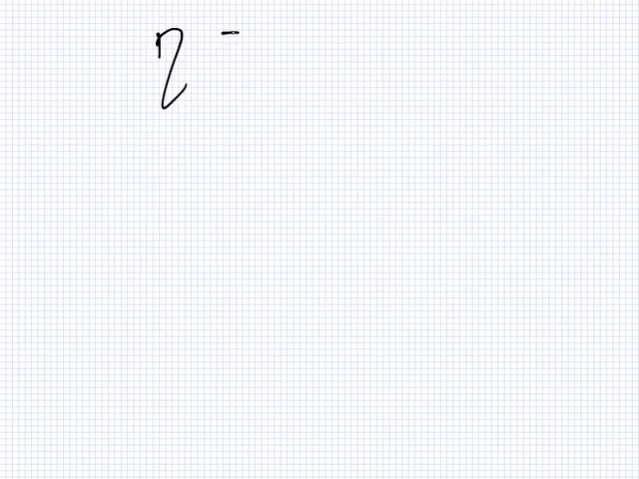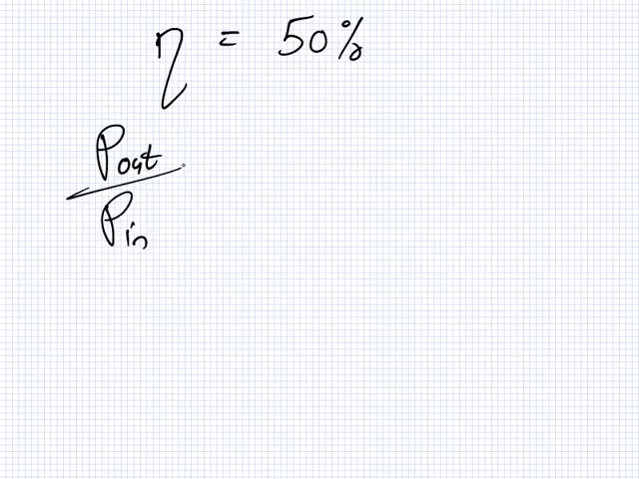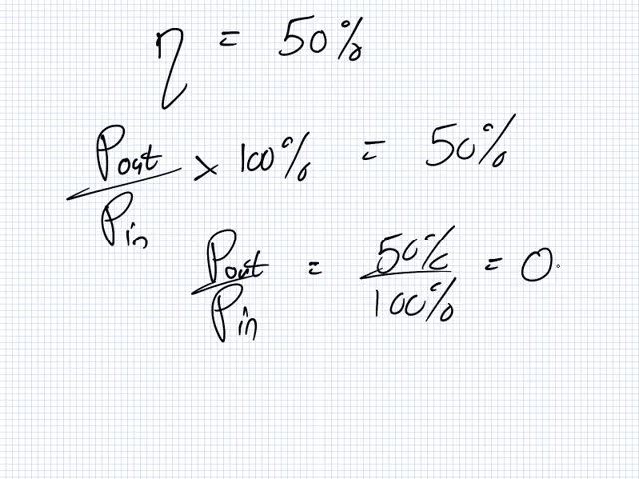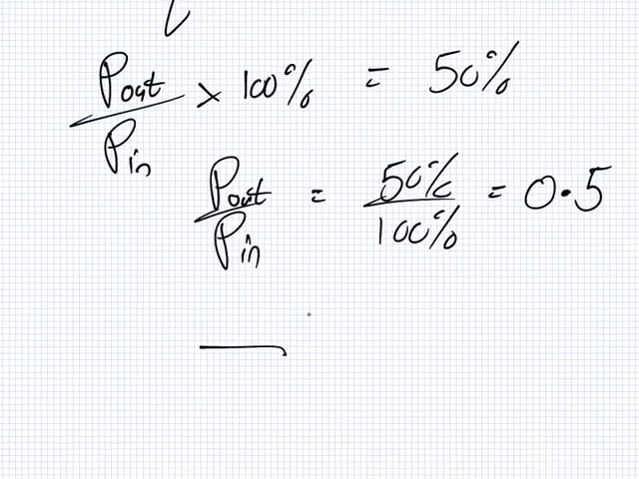Efficiency, what did I say it equals in the question? Half, so what percentage is that? 50%. Okay? The formula is power out over power in times 100%. That equals 50%. So power out over power in equals 50% over 100%, which equals 0.5 or a half.